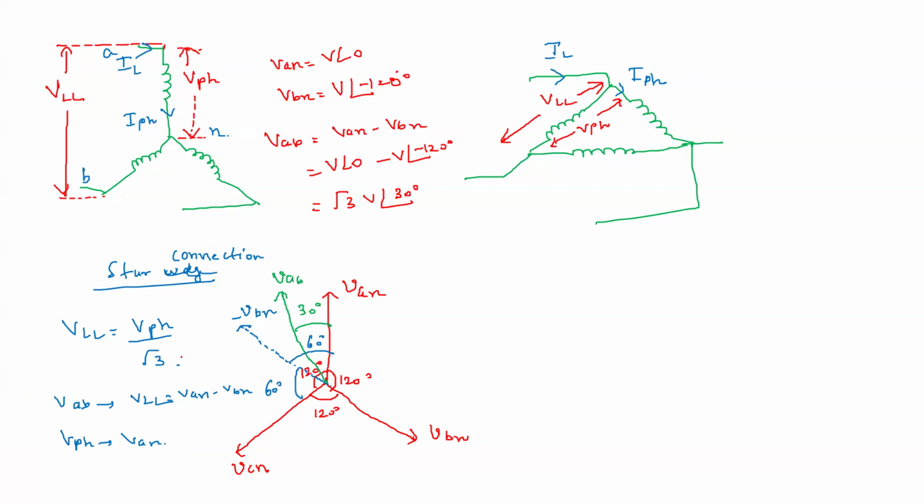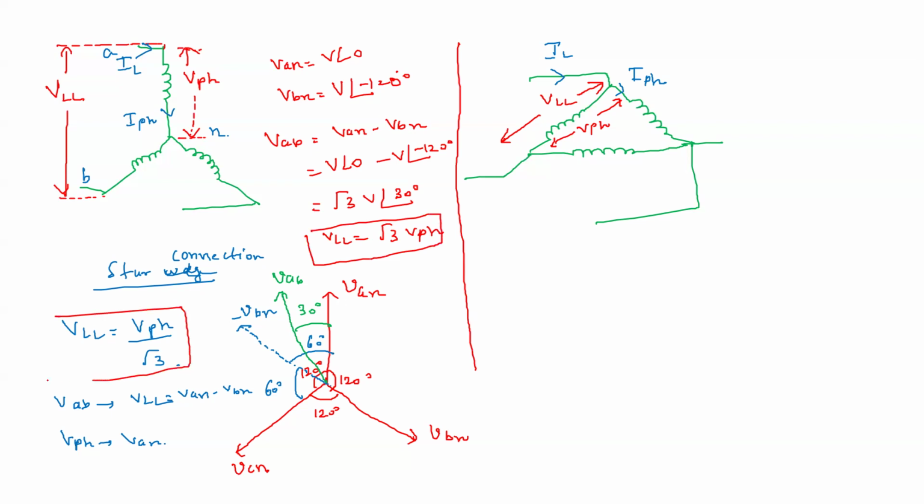So you will see that the line to line voltage magnitude is root 3 times the phase voltage. This is all I'm discussing for the star winding, remember. You can see the phase angle is 30 degrees leading for the line to line voltage, whereas the line current is the same as the phase current, because here we do not have anything. So I line is the same as I phase.